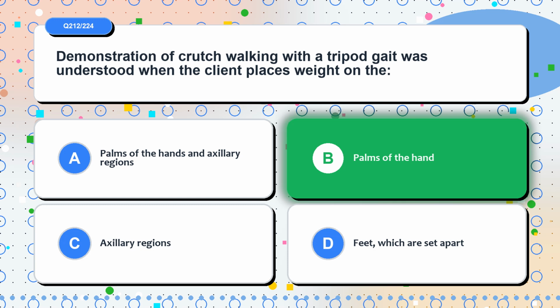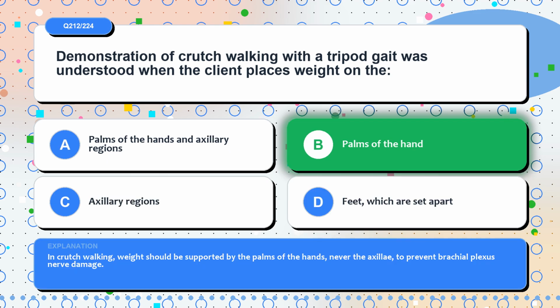The correct answer is option B. Palms of the hand. In crutch walking, weight should be supported by the palms of the hands, never the axillae, to prevent brachial plexus nerve damage.